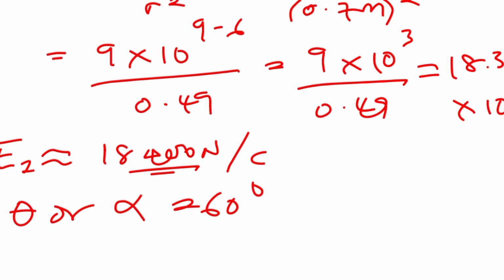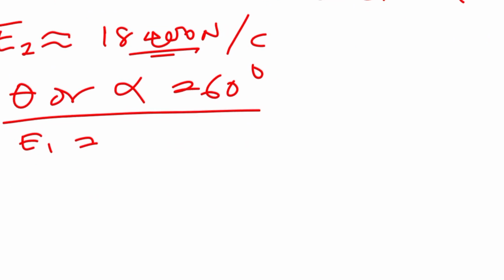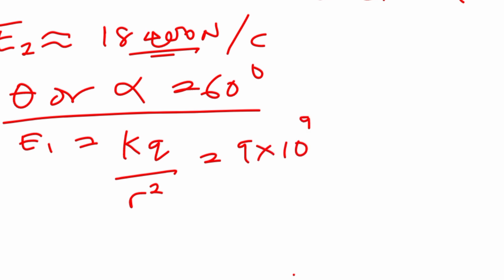The next thing we need to calculate is E1. E1 is equal to K Q over R squared. Now, if we substitute the value of K, which is 9 times 10 to the power of 9, and Q1, which you know is negative 1 microcoulomb, we are not going to include the negative sign.